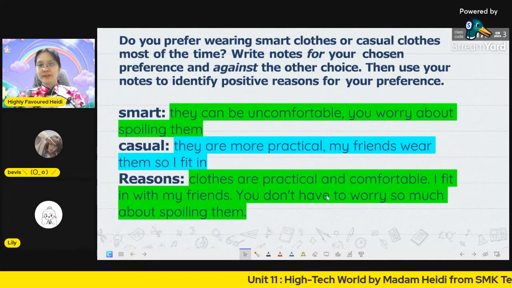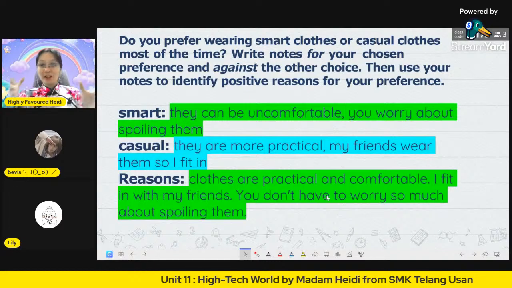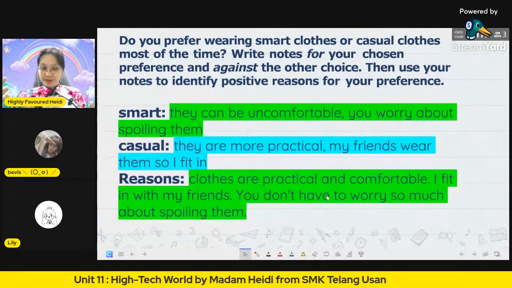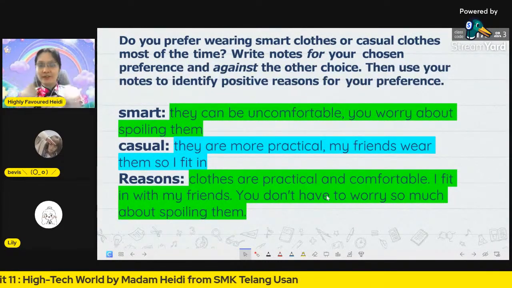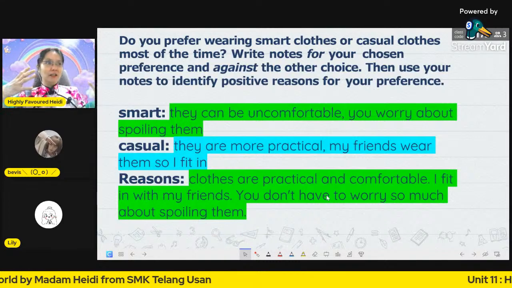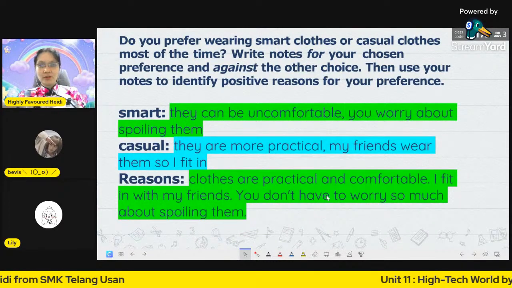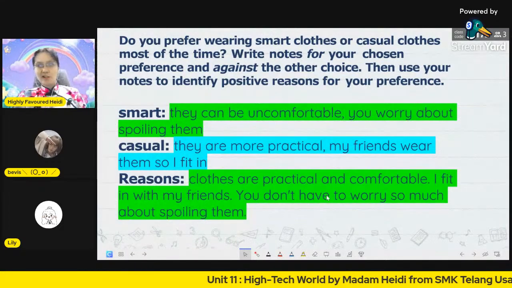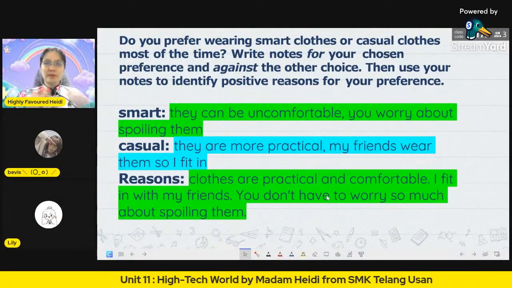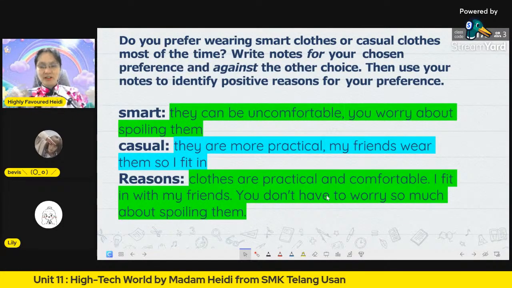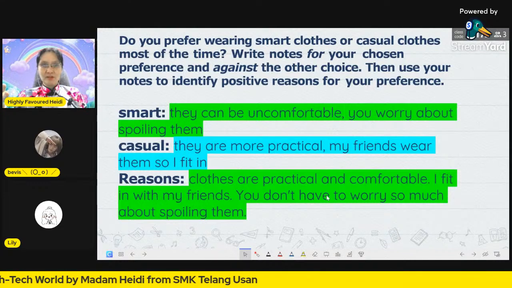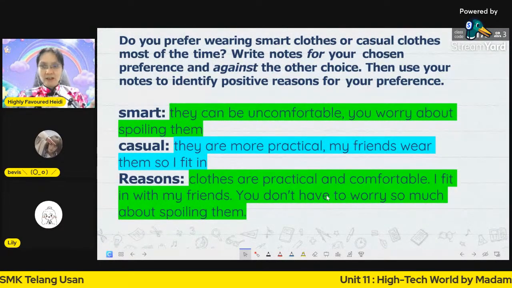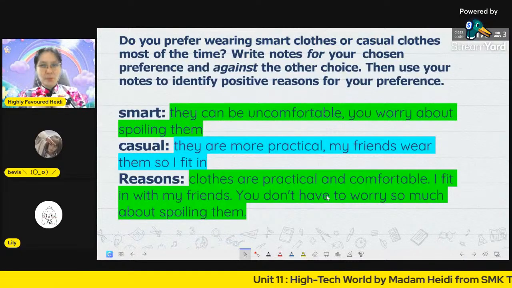Okay, so you can see the approach here. Smart clothes are normally quite expensive. Like if I have a coat with me, and I'm eating something which might spurt, like curry mee or whatever, and it gets on my clothes, I will worry. Because I will have to send it for dry cleaning, which is quite costly. So you're worried about spoiling them.